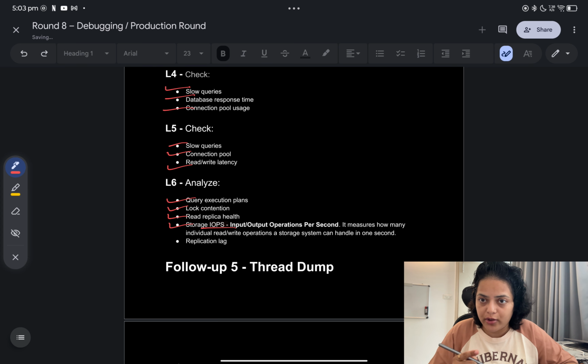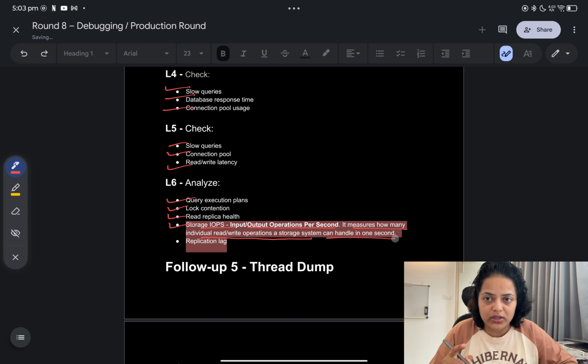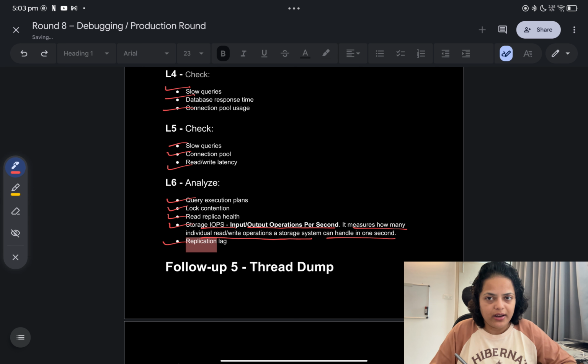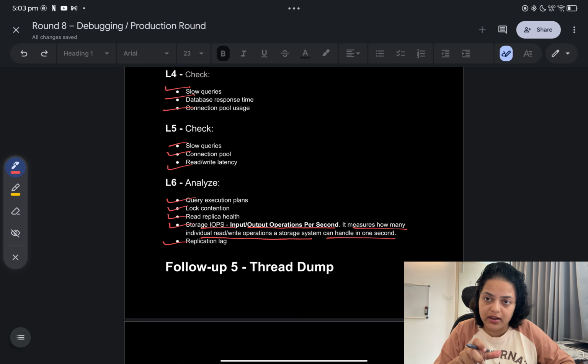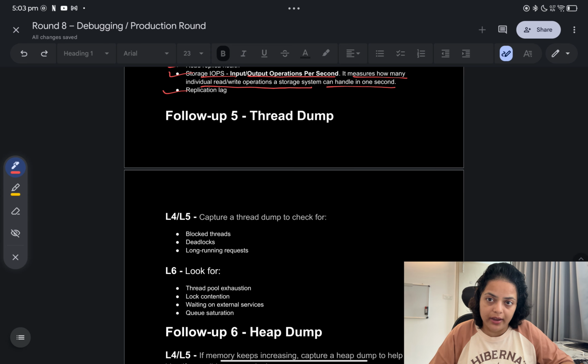Now what is storage IOPS? IOPS is input output operations per second. It measures how many individual read write operations the storage system can handle in one second. And then replication lag. You're replicating the data, so if it is taking more time there, then the response latency will be high, right?